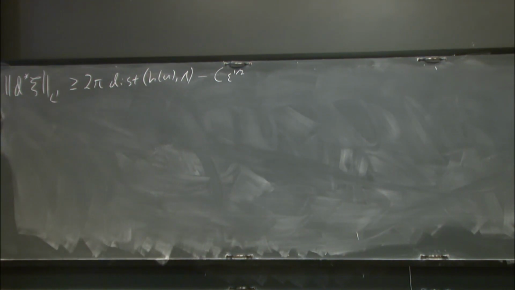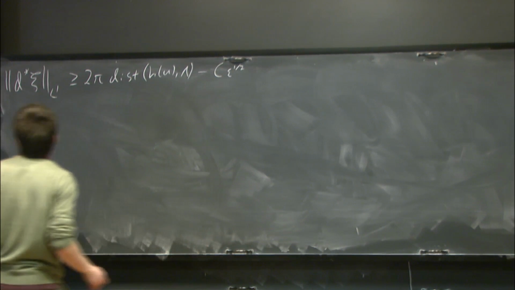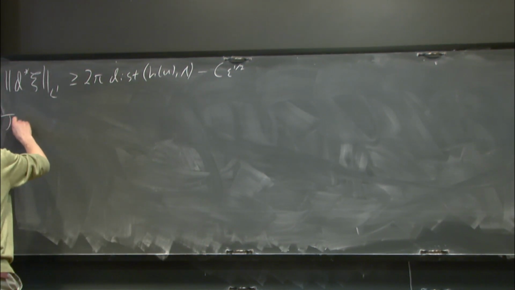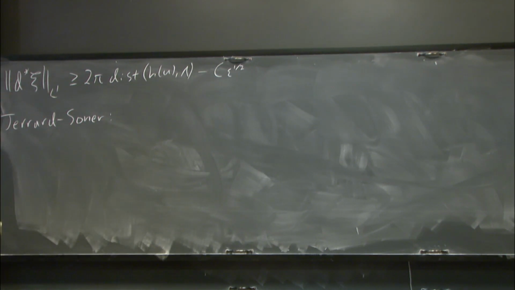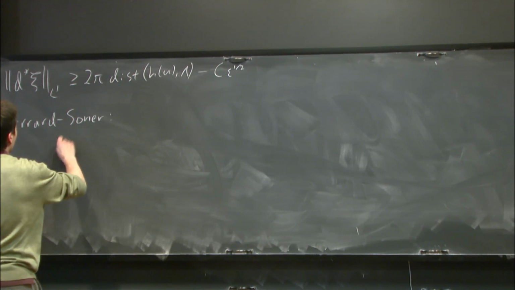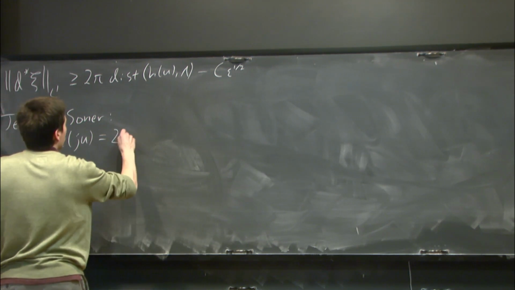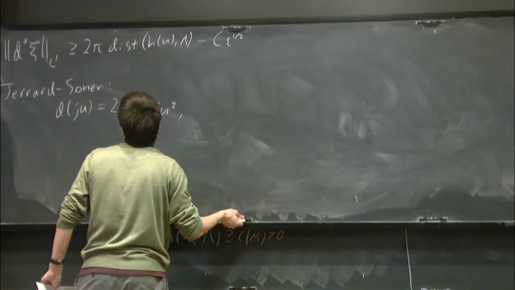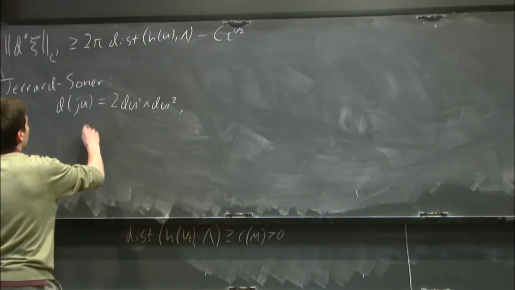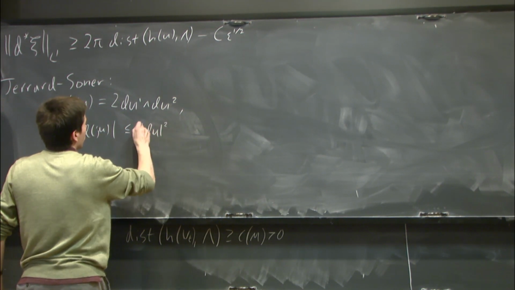That's maybe not entirely clear at first why that's going to do it for us. So let's observe the following. So there's some key estimates in the Ginzburg-Landau equations due to Jerrard and Soner, which tell us that if we look at the Jacobian 2-form given by the d of j u, okay, this is just 2 du1 wedge du2, then, okay, well first to see we have a pointwise bound by the Dirichlet energy density, right?